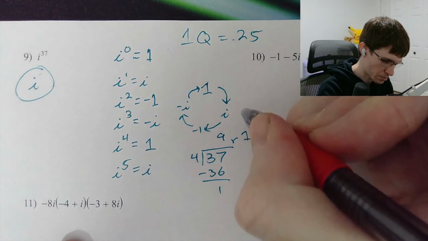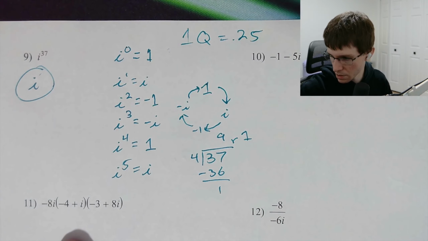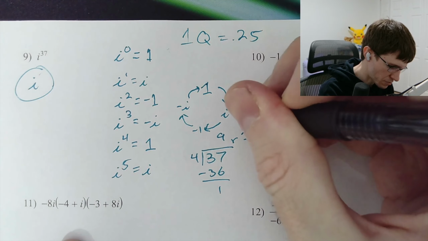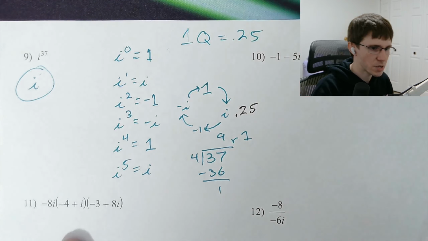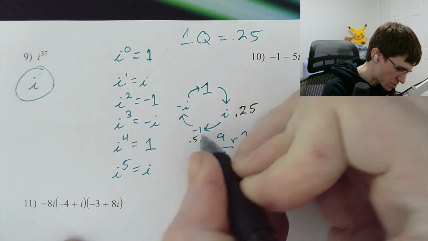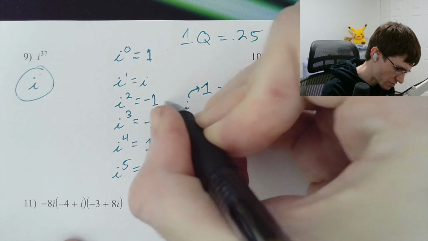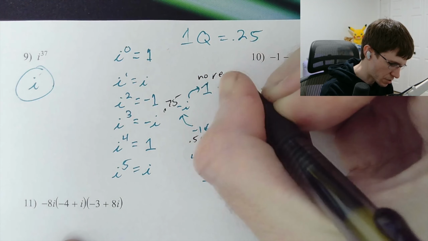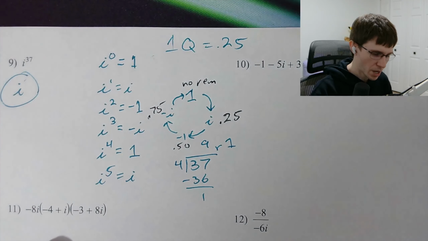I'll do this in another color here. How about black? Here we go. So we got 0.25 as that remainder, and then we're going to have 0.50 as this one, and 0.75 as this one, and this one has no remainder. I'm just going to say no remainder like that.